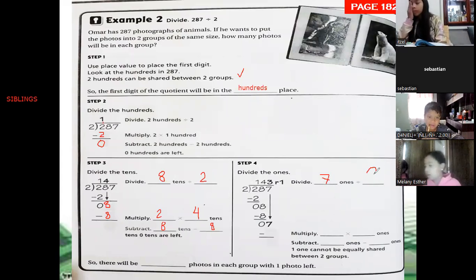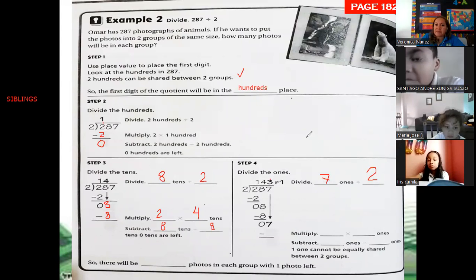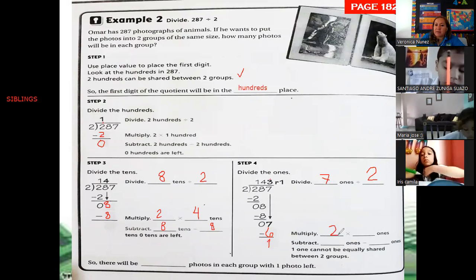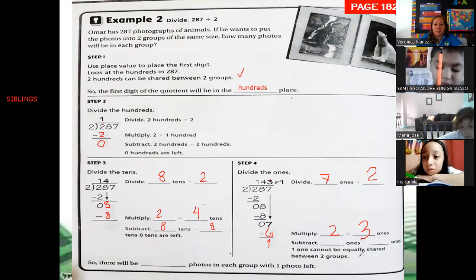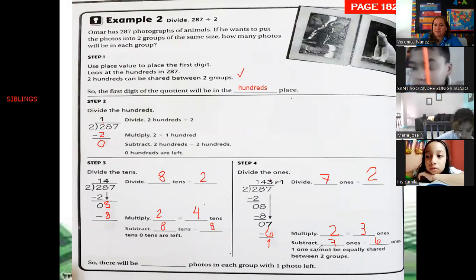Actually, this one doesn't look like a 2. Okay, this one is a better number 2. So the problem has a number 3 here. 2 times 3. Table 2. 6. 7 minus 6. 1. So we multiply 2 times 3. We subtract 7 ones minus 6 ones.